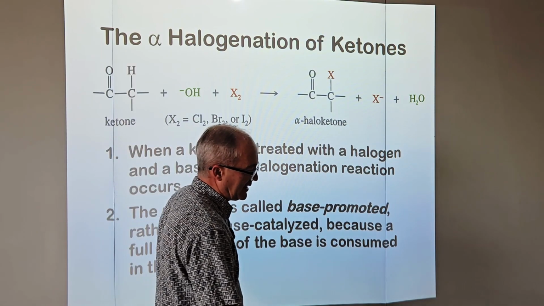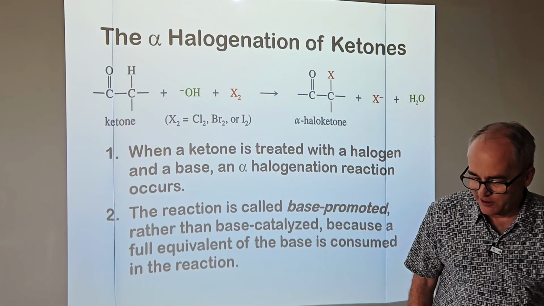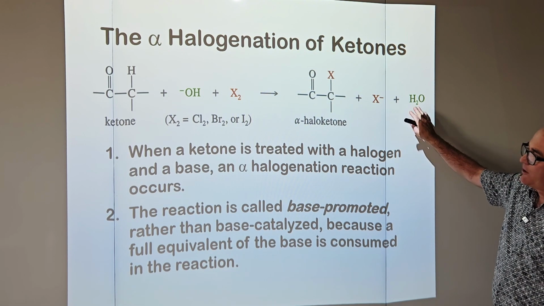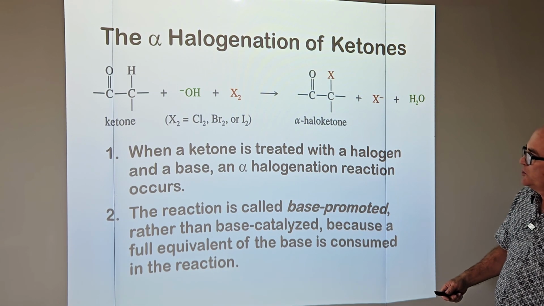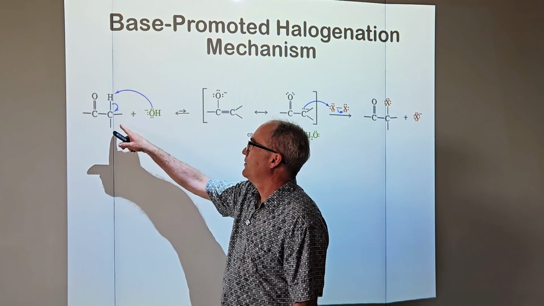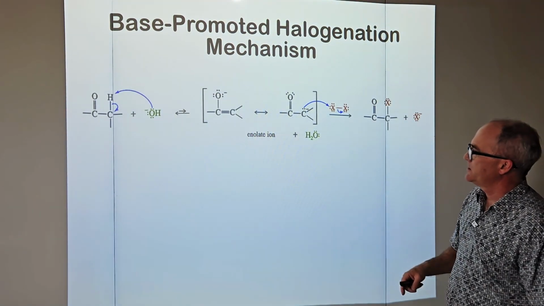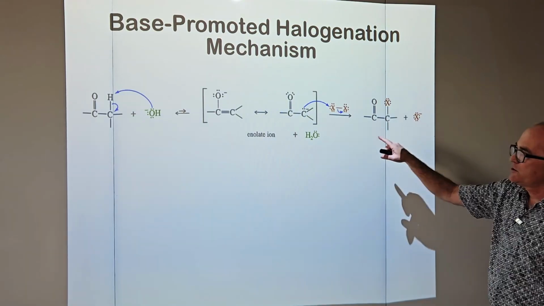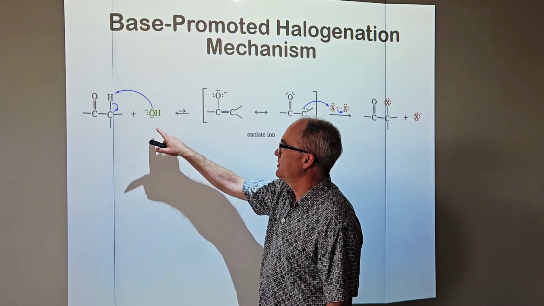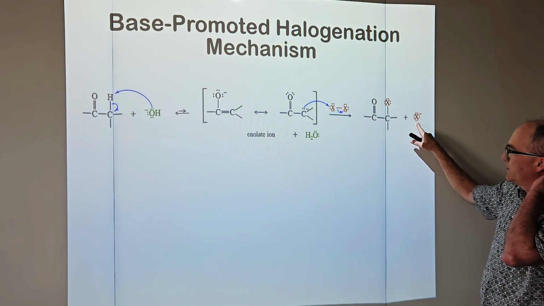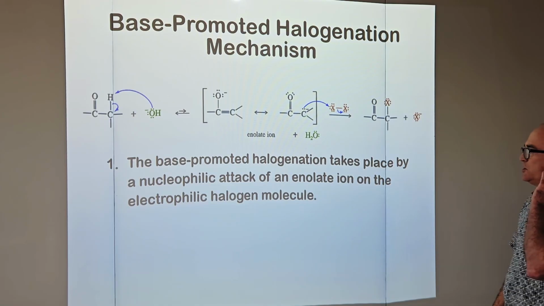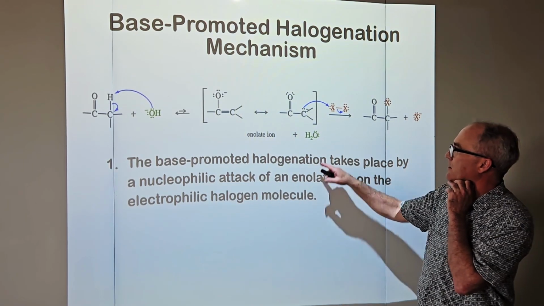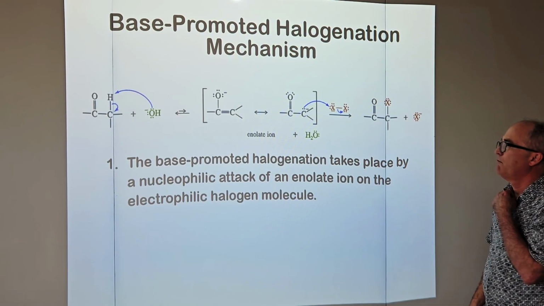Remember, our definition for a catalyst is that it gets regenerated, or it's not consumed in the reaction. And we can see we get water out of that hydroxide. It gets consumed. What's the mechanism? Alpha hydrogen gets abstracted by base, forming water. Here's our enolate ion. Here's our electrophile. And so if we had sodium hydroxide here, we have sodium halide over here. Base promoted halogenation takes place by a nucleophilic attack of the enolate ion on the electrophilic halogen molecule.